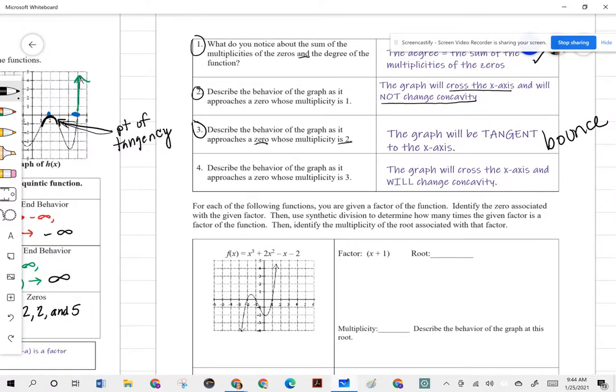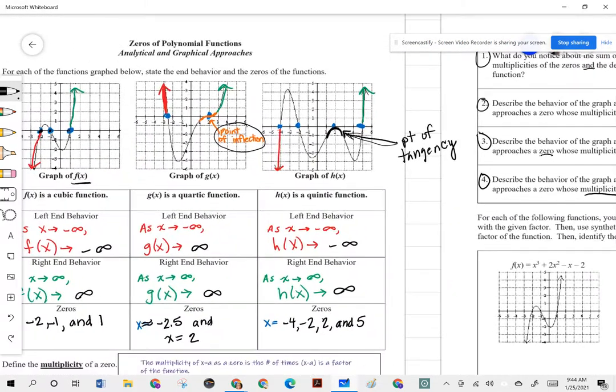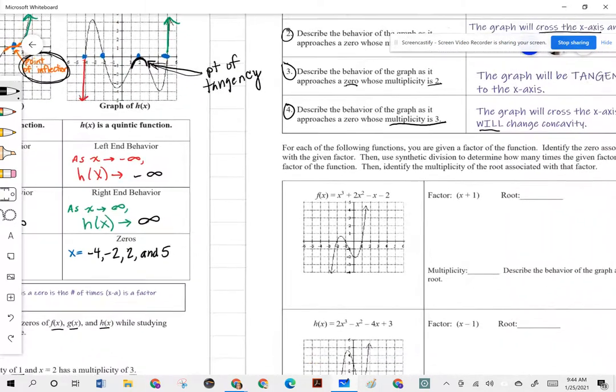So on number 4, it says describe the behavior of the graph as it approaches a zero whose multiplicity is 3. So the graph is going to cross the x-axis and it will change concavity. And so that's what's happening here at the point of inflection. It's changing concavity. All right.